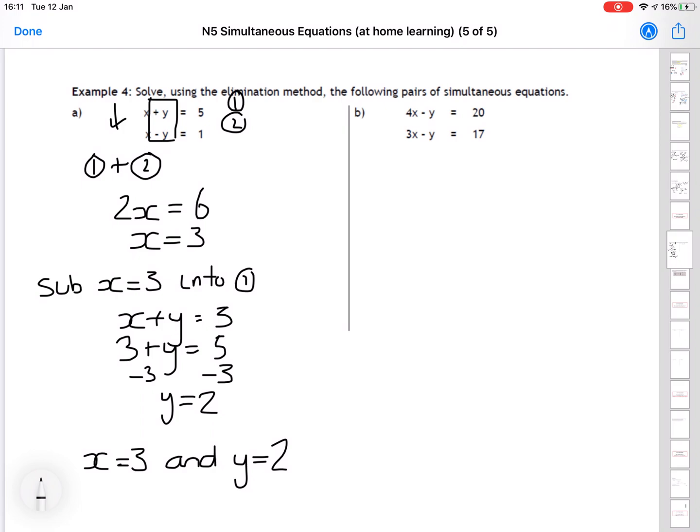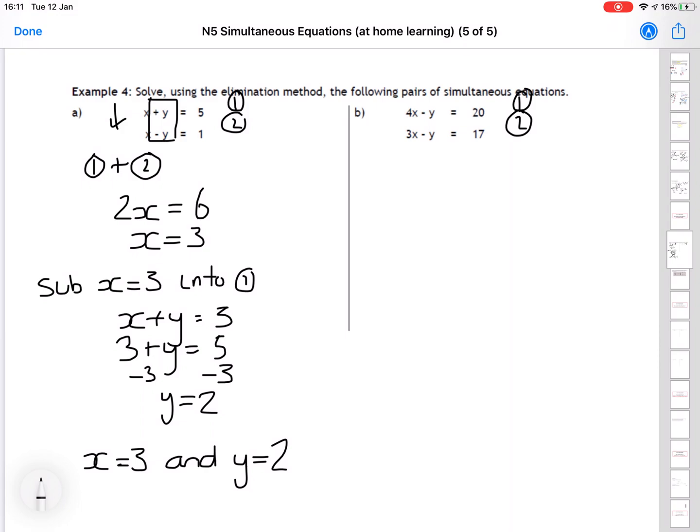Okay. Example B, we're going to apply the same process. So first thing we're going to do is number the equations, equation 1, equation 2. Again, we're going to check if both letters are on the left of the equals, and they are indeed both on the left, and they're both above each other in the right order. So we've got the x terms and then the y terms. So there's no rearranging to do. We just need to decide now which letter to eliminate.